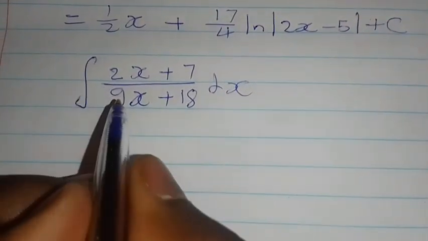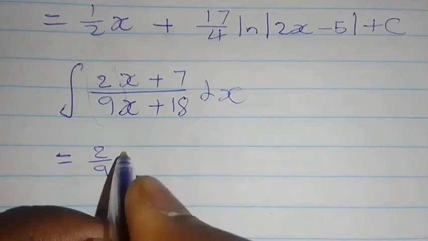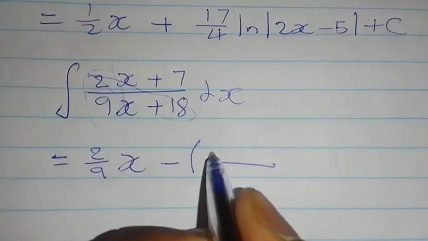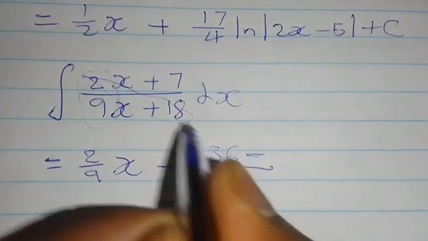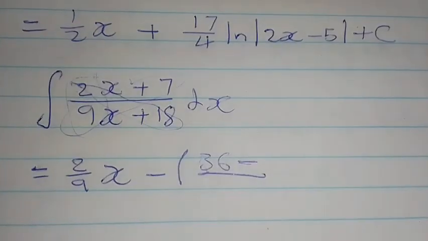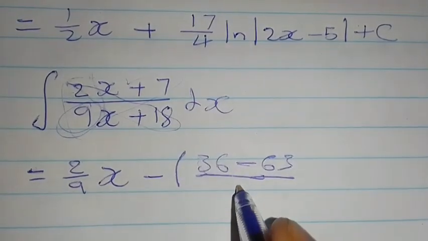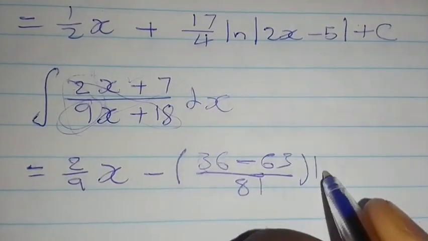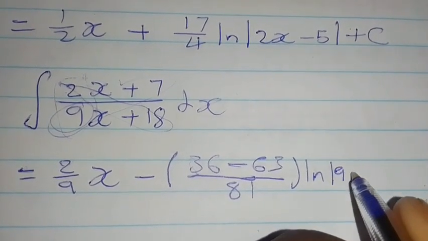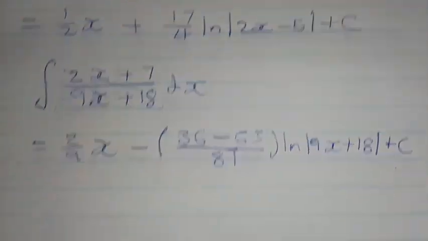Okay, so what you're going to do is take this ratio 2 over 9, then you multiply with x, then you subtract. Then you say 2 times positive 18, that's going to be 36. Then you subtract positive 7 times 9. What's 7 times 9? That's 63. So you have something like this. Then you square 9. 9 squared is going to be 81. And then you ln the denominator, so ln the absolute value of the denominator. In this case, that will just be 9x plus 18. Then you add a constant.